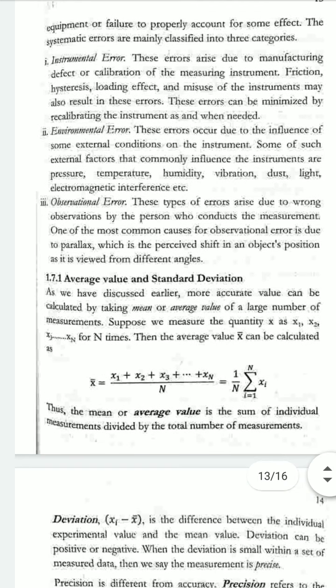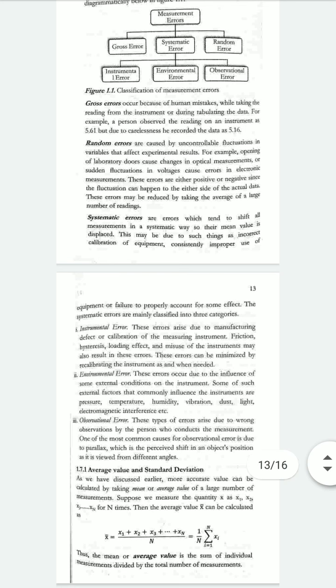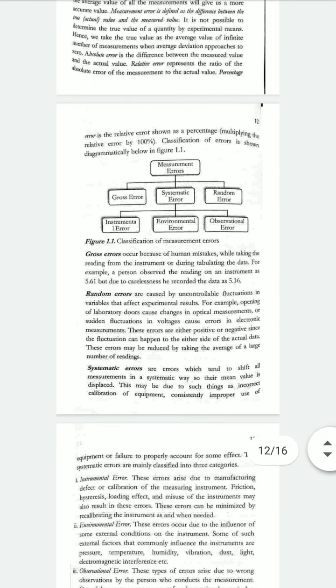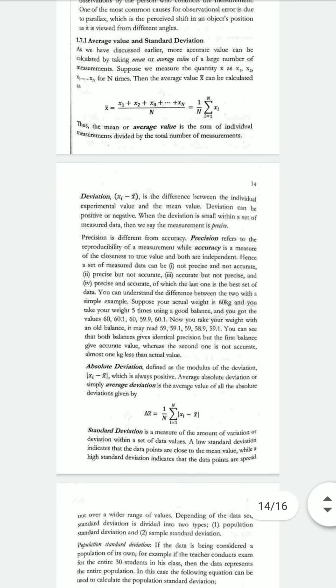So that is all about error. This can be asked in a short question or in a paragraph question. So you have to study it. The remaining portion I will teach you in the next class.